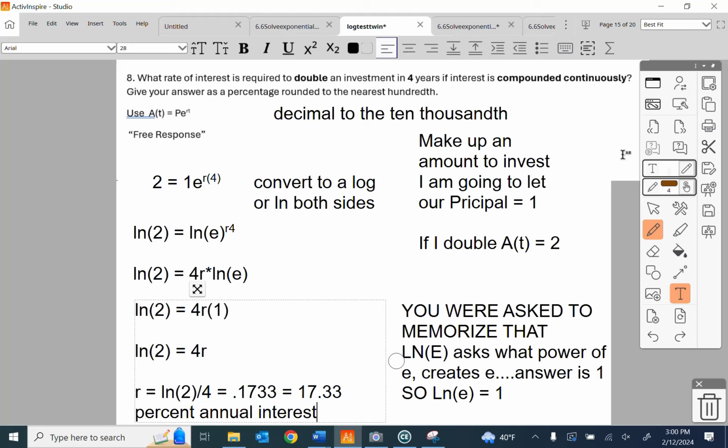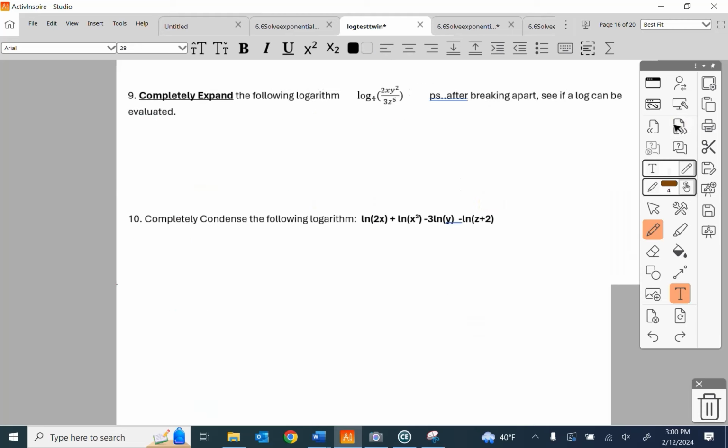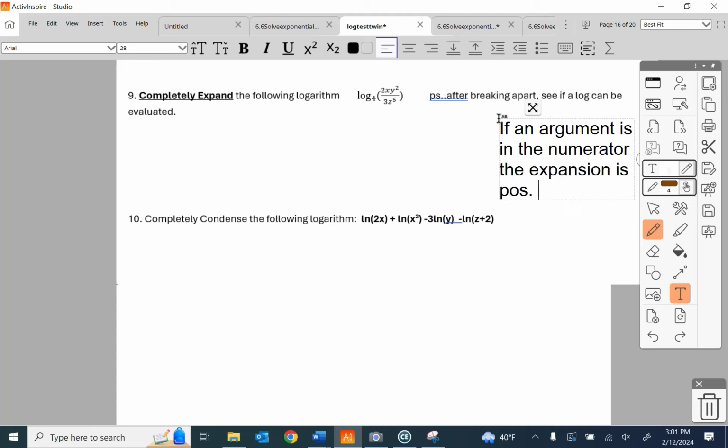That was the teacher bell saying I'm free to go. But I think I'll do 9. It says completely expand the following logarithm. And it says, P.S. After breaking apart, see if a log can be evaluated. You guys were taught this. If an argument is in the numerator, the expansion is positive. If in the denominator, the expansion is negative.